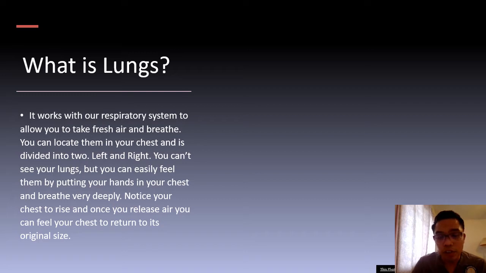One of the things you can notice about your lungs is, first, put your hands over your chest. Once you take a deep breath in through your nose, you sense that your chest rises. That's when you inhale. After you inhale, release the air back out through your nose, or exhale, and you will notice that your chest goes back to its original size. That's the function and purpose of our lungs.